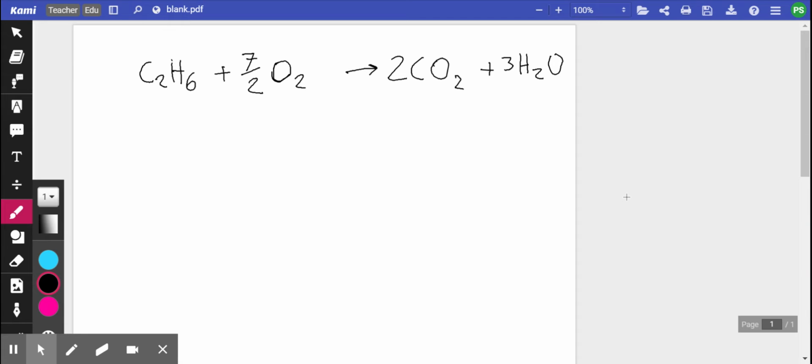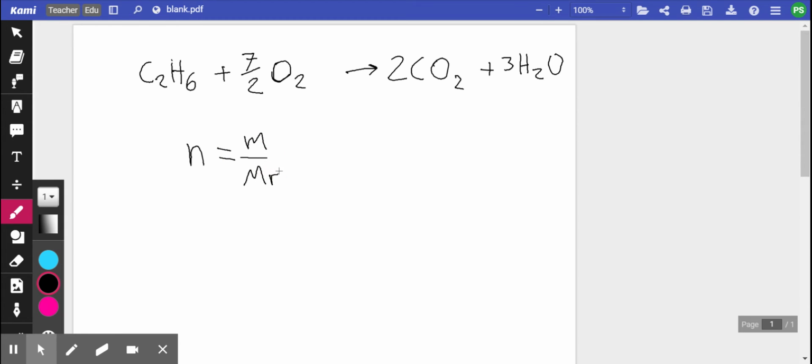Hello everyone. Today we're going to be looking at how to calculate mass from a balanced equation. This is a topic that you see in stoichiometry both in iGCSE and IB chemistry. So on the screen we have a balanced equation of complete combustion of ethane to produce CO2 and water. Now in this video we're going to be using the equation n = m / Mr.